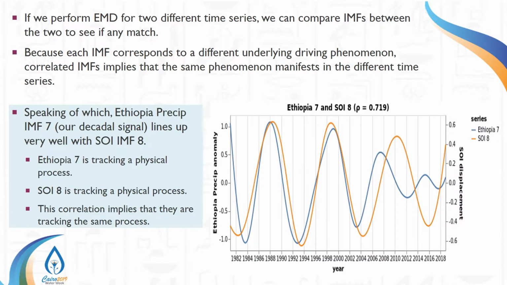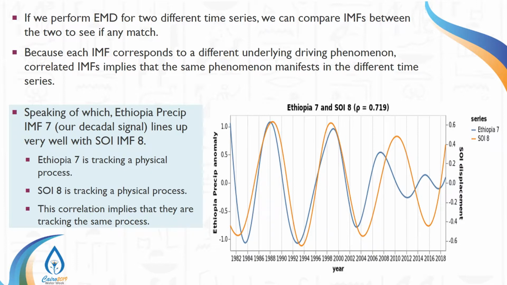So I took IMF number 7, which we think is very close to the SOI, to El Nino. And guess what? When we decompose the SOI data, which is the index or the measurement for the strength of El Nino, we have a correlation of 0.719. So there is a major high correlation between these 2 variables.